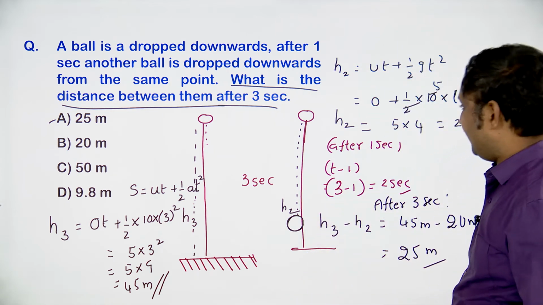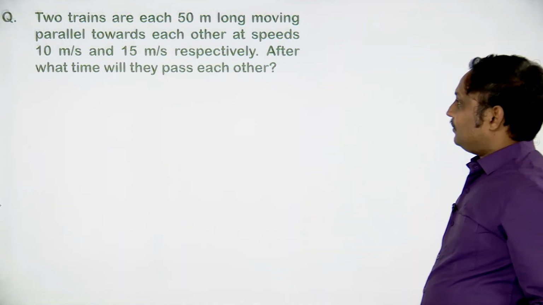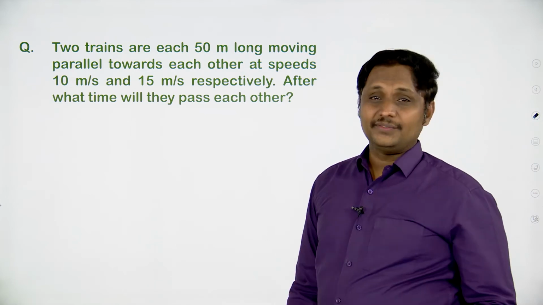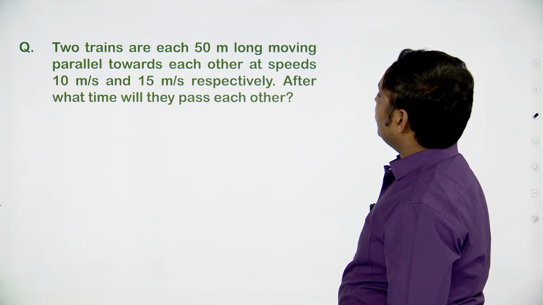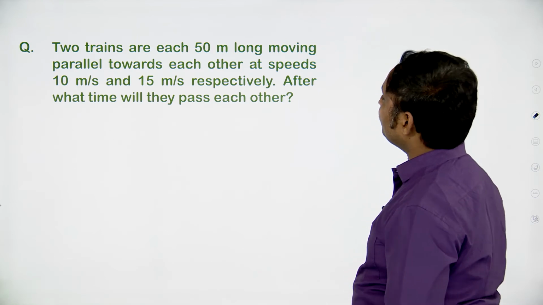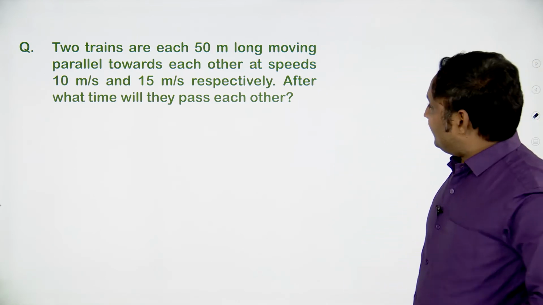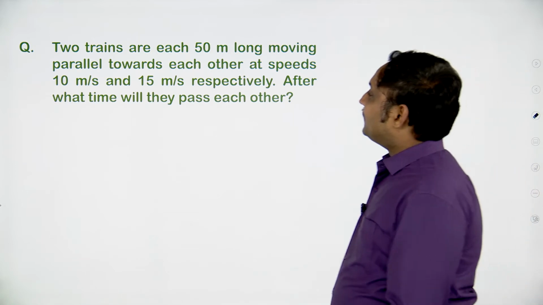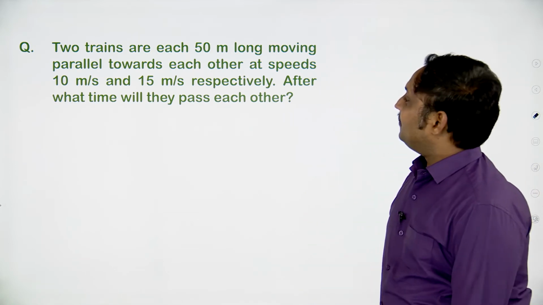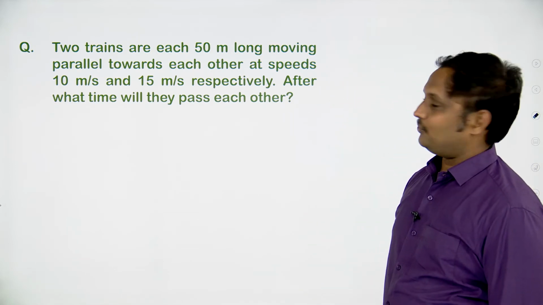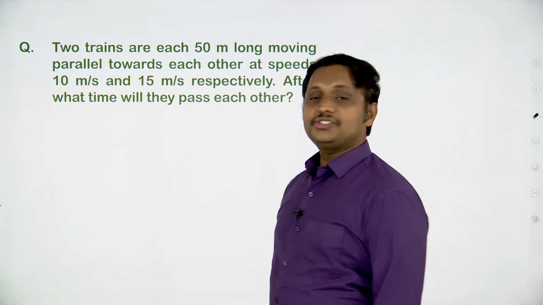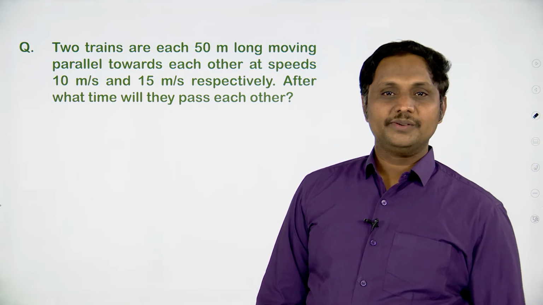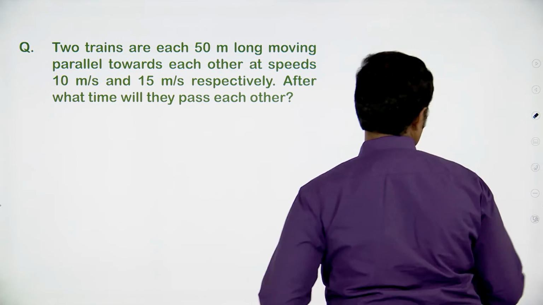Alright, let's have a look into that matter. Two trains are each 50 meter long, moving parallel towards each other at speeds 10 meter per second and 15 meter per second respectively. After what time will they pass each other? This is a very important question.